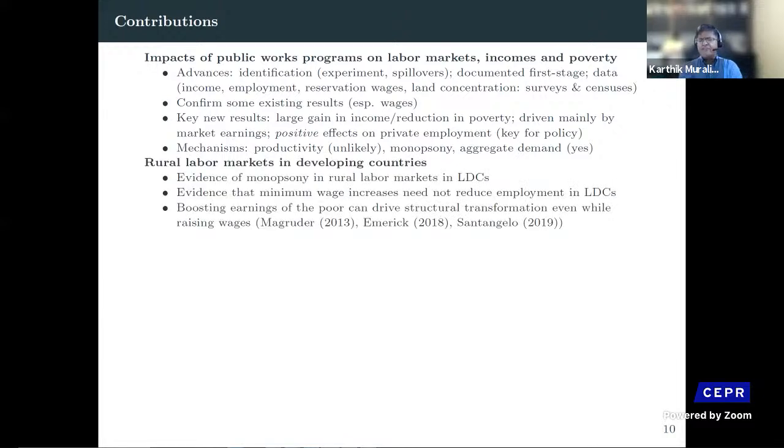Now, the other interesting thing is, even though this was a program evaluation, right, you can learn about market structure from the results that you're getting, because the results are clearly not consistent with competitive rural labor markets, okay?